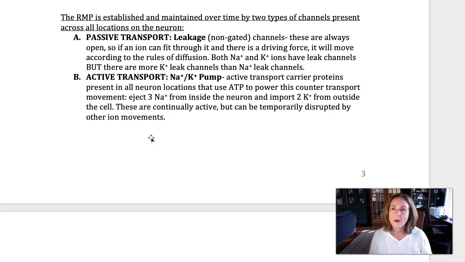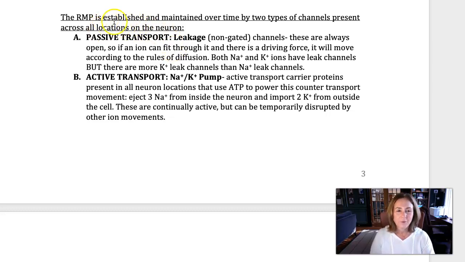So if I want my house to be at 68 degrees and outside it's at 30 degrees, in order to maintain that 68 degrees over time, I'm going to have to utilize energy. It's also like the preheated oven idea. We're going to have to utilize energy. And so the resting membrane potential, the fact that it's negative 70 millivolts inside of the cell over time, it's using a lot of energy.